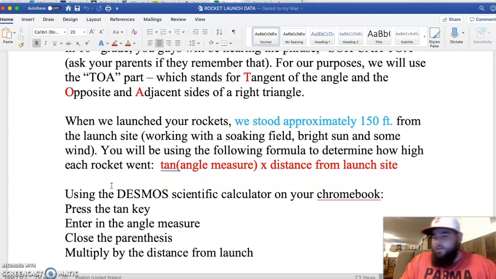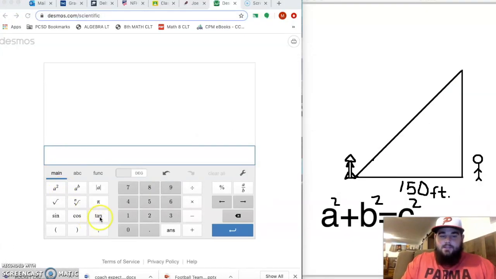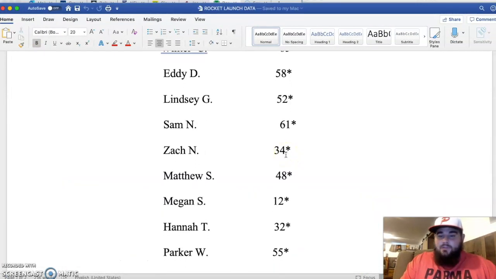So how do you figure out how high a rocket went? Well, you're going to use the Desmos Scientific Calculator on your Chromebook. You're going to press the tan key. It's this key right here that says tan. Then you're going to take a point from the data set. So here's your data set. I'm not going to use any points from this data set because you're going to figure it out.